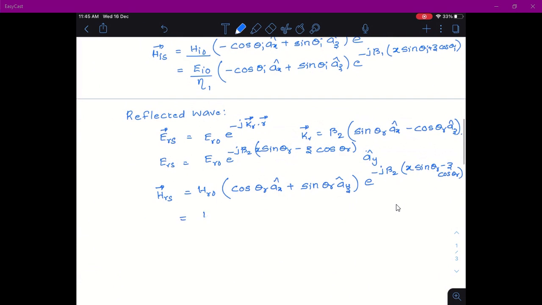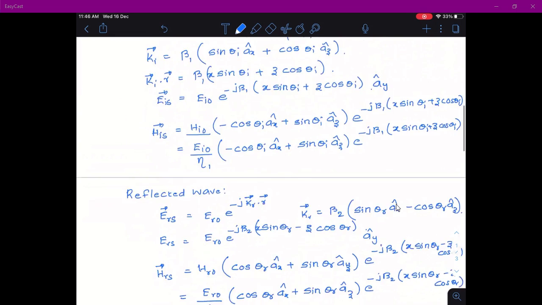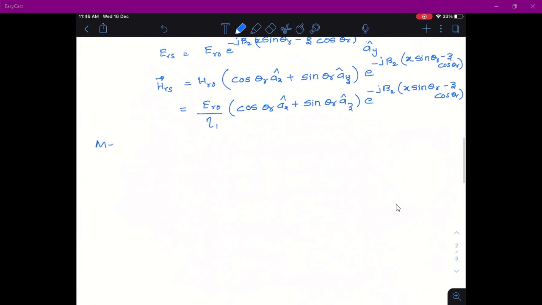which I can write as E_R0 by the intrinsic impedance of first medium into cos theta_r a_x cap plus sin theta_r a_z cap, into e raised to minus j beta_2 into x sin theta_r minus z cos theta_r. So, this is in medium 1. Let us go to medium 2.